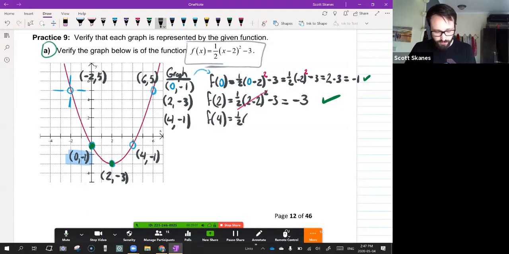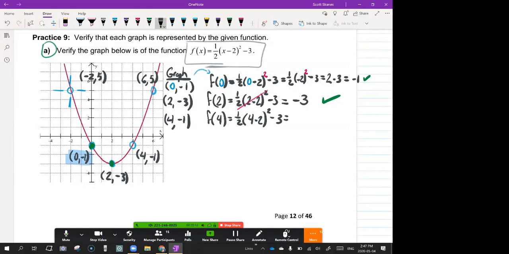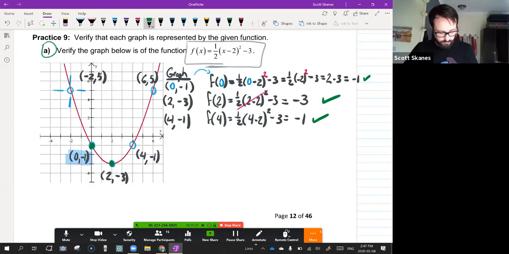1 over 2 times (4 minus 2), square it, take away 3. 4 minus 2 is 2. Square it, I get 4. Divided by 2, I get 2. 2 minus 3 is negative 1. And that 4 gives a negative 1. Yes, it does. So it's good. I'll just give a final answer. Yes.